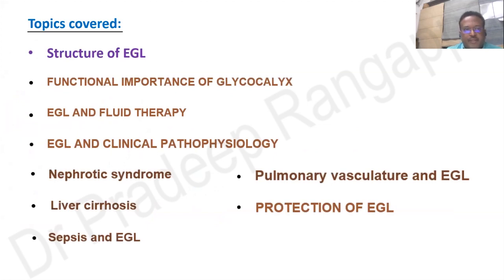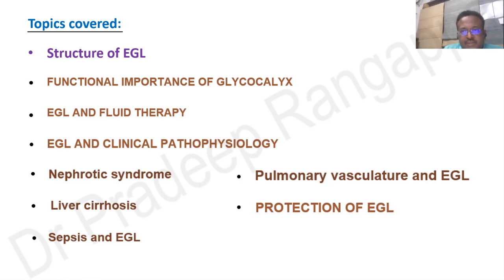The topics that I would be covering are the structure of EGL, which is endothelial glycocalyx layer, functional importance of glycocalyx, EGL and fluid therapy, endothelial glycocalyx layer and clinical pathophysiology, and how this has an impact on different disease conditions like heart failure, nephrotic syndrome, liver cirrhosis, sepsis, pulmonary vasculature, and what are the modalities that we have available for protection of EGL. These are some of the topics that I would be covering.